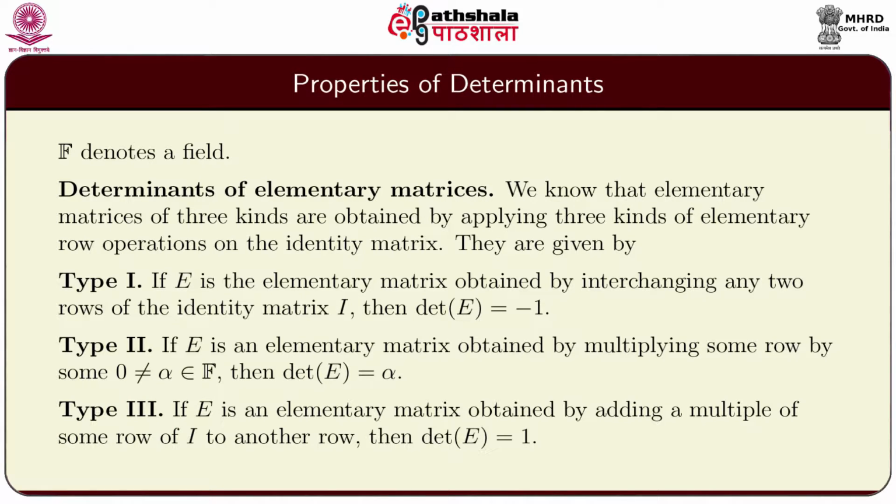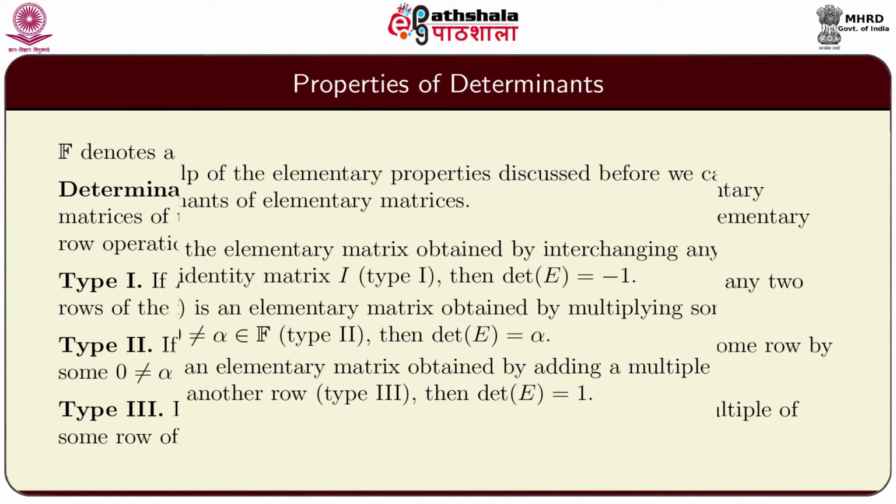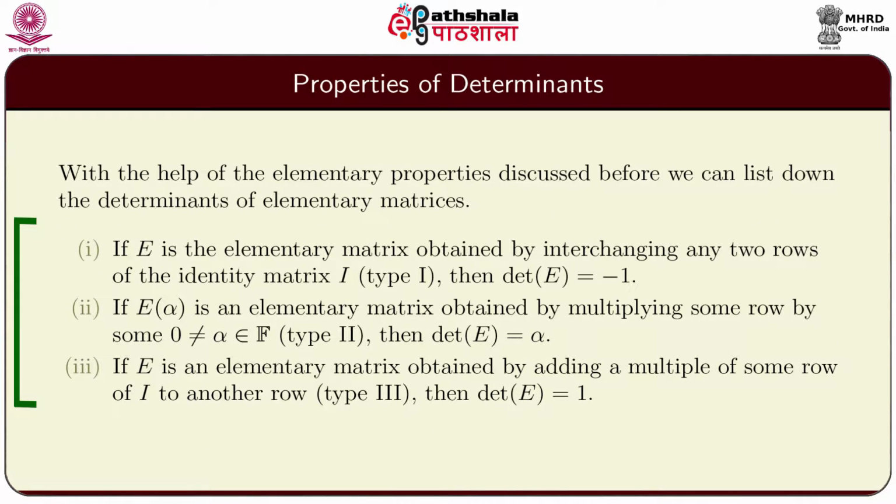And then it is easy to see that for type 1 the determinant will be -1, for type 2 the determinant will be that scalar alpha, and for type 3 the determinant will be 1. This is the listing of the determinants for elementary matrices of type 1, 2 and 3.